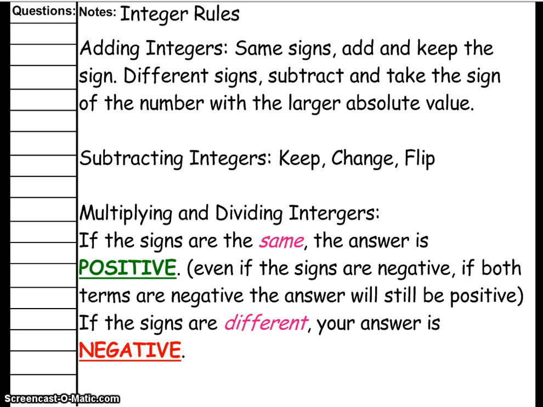Subtracting integers, we've already talked about it. You use the method keep, change, flip. Now when we're talking about multiplying and dividing integers, if the signs are the same, the answer is positive. Even if the signs are negative, if both terms are negative, the answer will still be positive. So if you have a negative 2 times a negative 2, the answer will be positive 4.